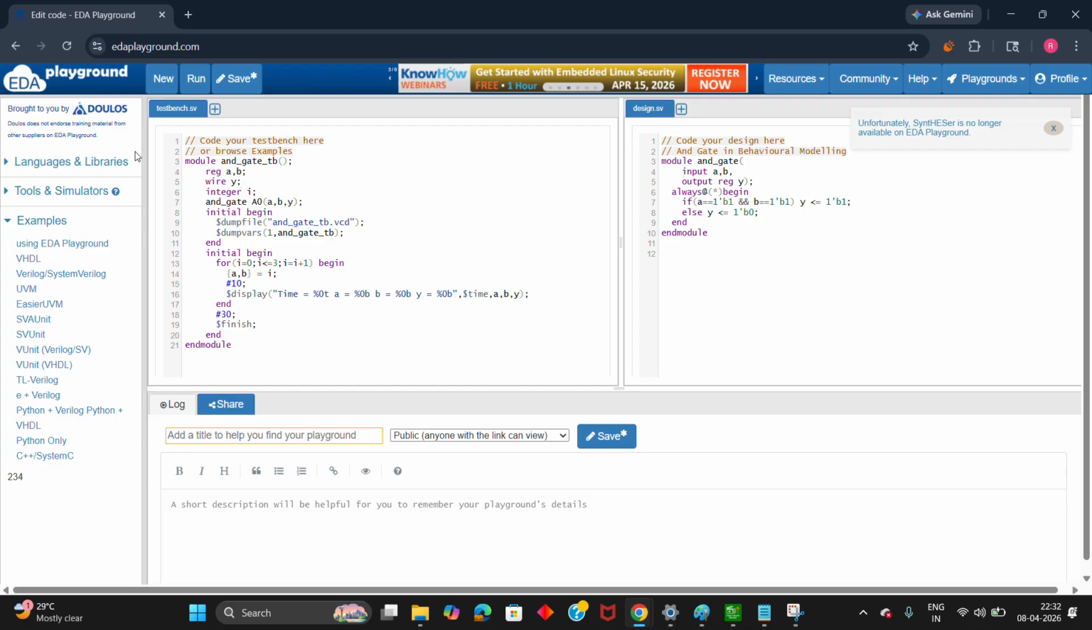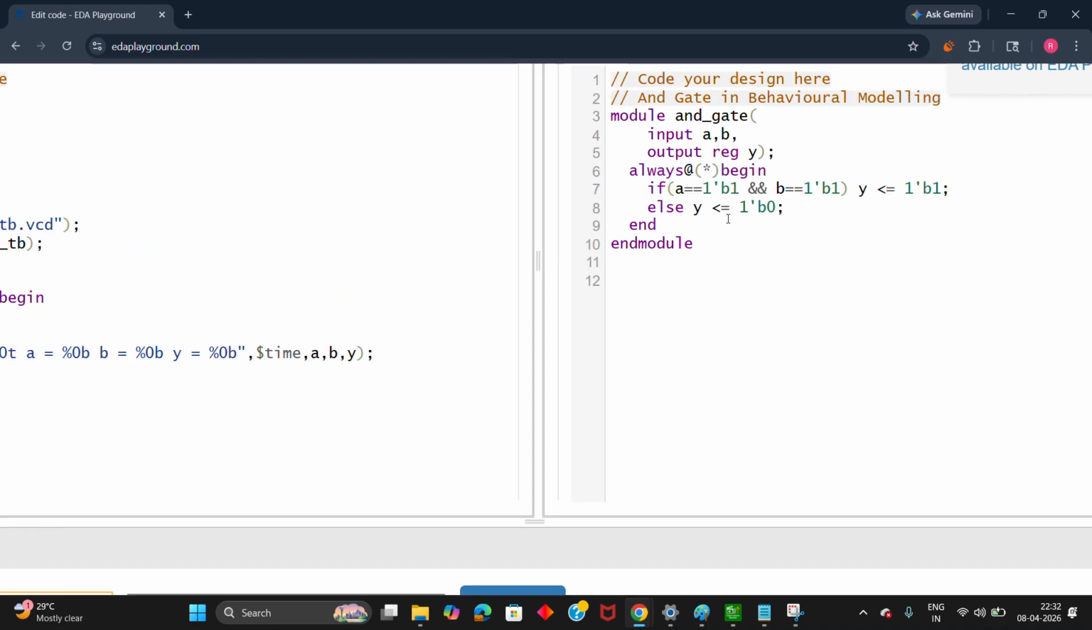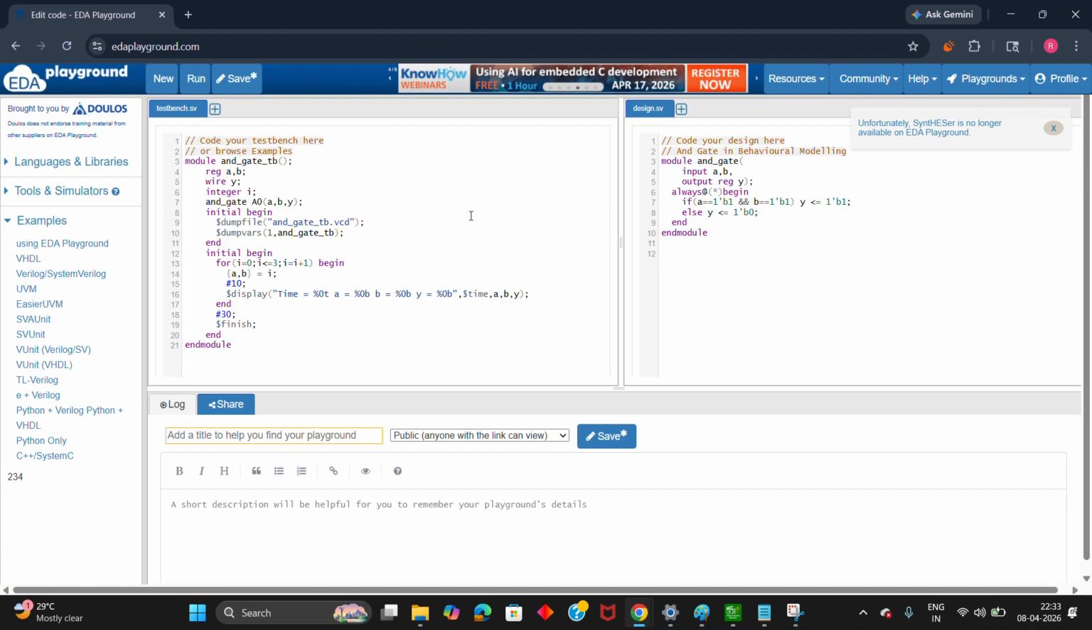In the previous class we have discussed about the AND gate in behavioral model. In that I have discussed so many models using if else, using ternary operator, using case, and using normal boolean expression like that. And I haven't discussed about the TB, how I have written it.